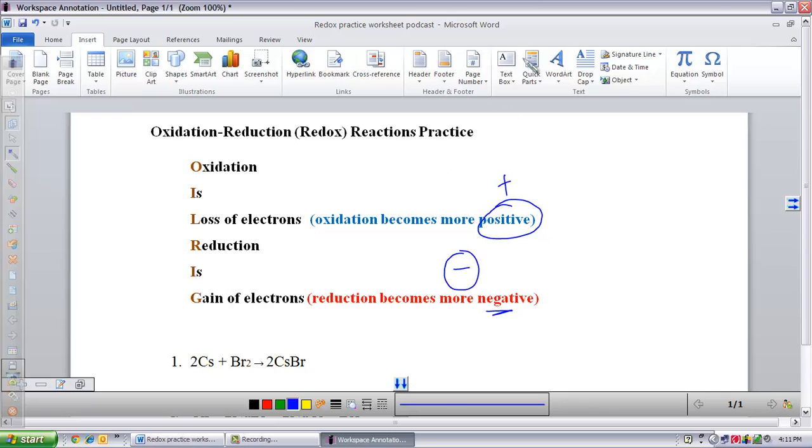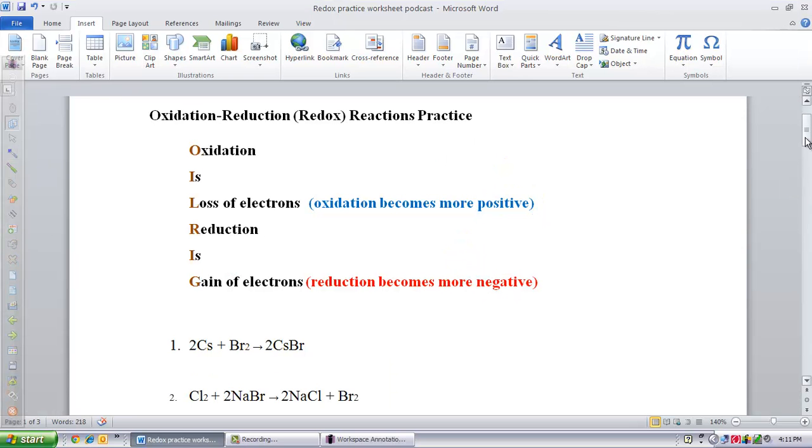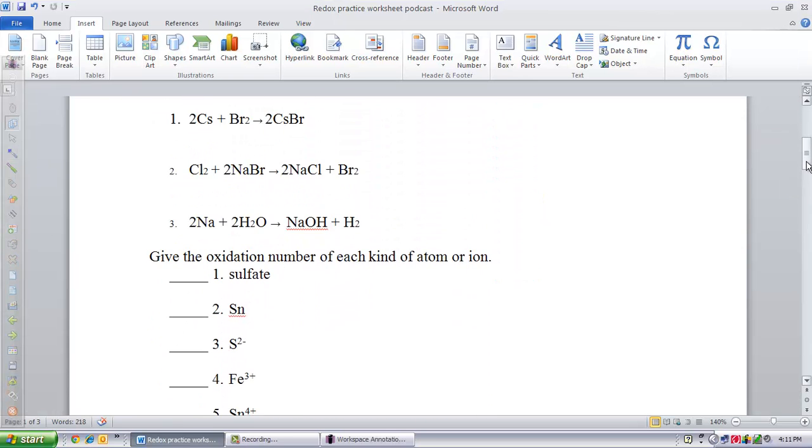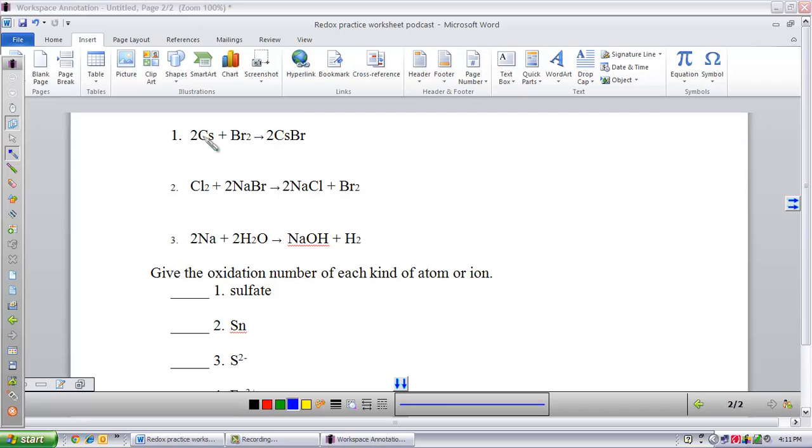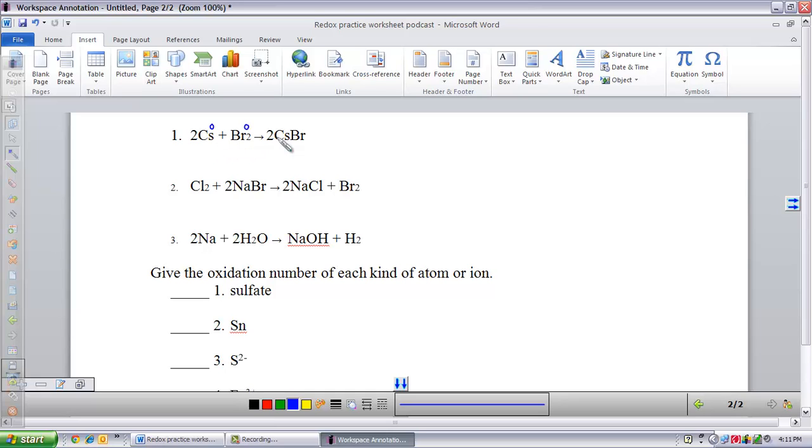Okay, let's do a couple of practice problems. In each reaction, you're going to have something that's oxidized and something else that is reduced so that the balance of electrons altogether even out. If you look at cesium altogether, it has just a 0 oxidation number, and bromine gas also has a 0 because it's not giving or taking electrons.